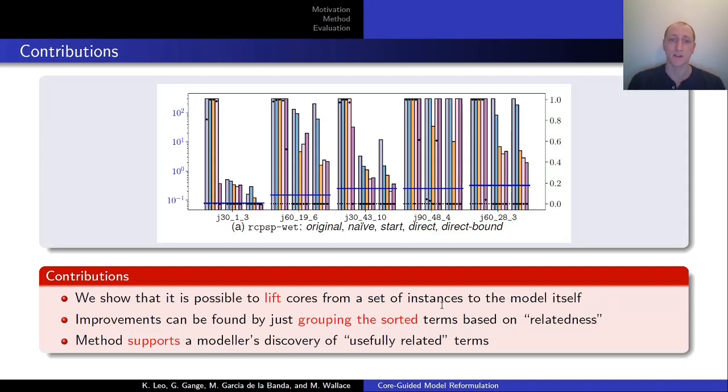In practice, the reformulations that we find have been quite good at improving the performance of lazy clause generation solvers, and in some cases we can also improve the performance of pure CP solvers. The main contributions of the paper are that we show that it's possible to lift cores from a set of instances to the model itself. Improvements can be found by just grouping sorted terms based on relatedness, and we show that our methodology can help a modeler discover usefully related terms.